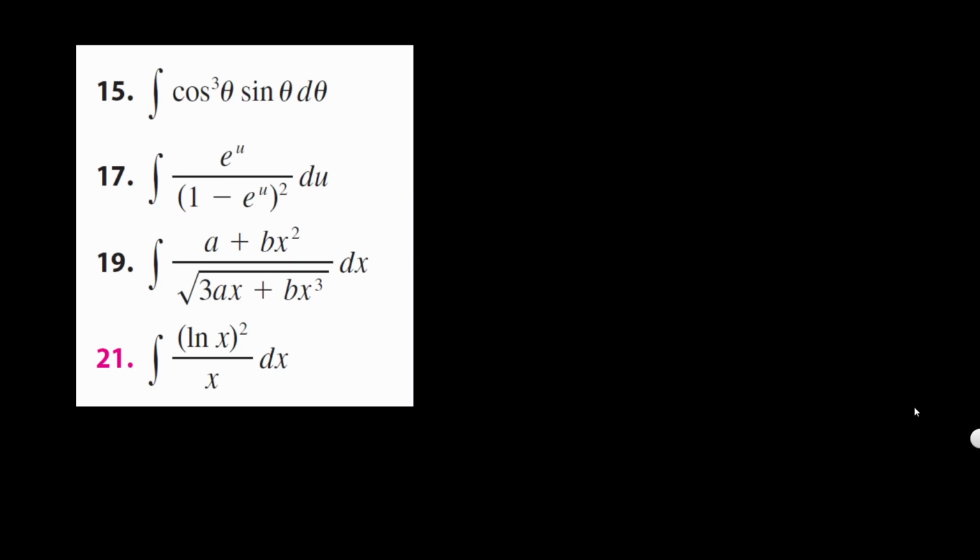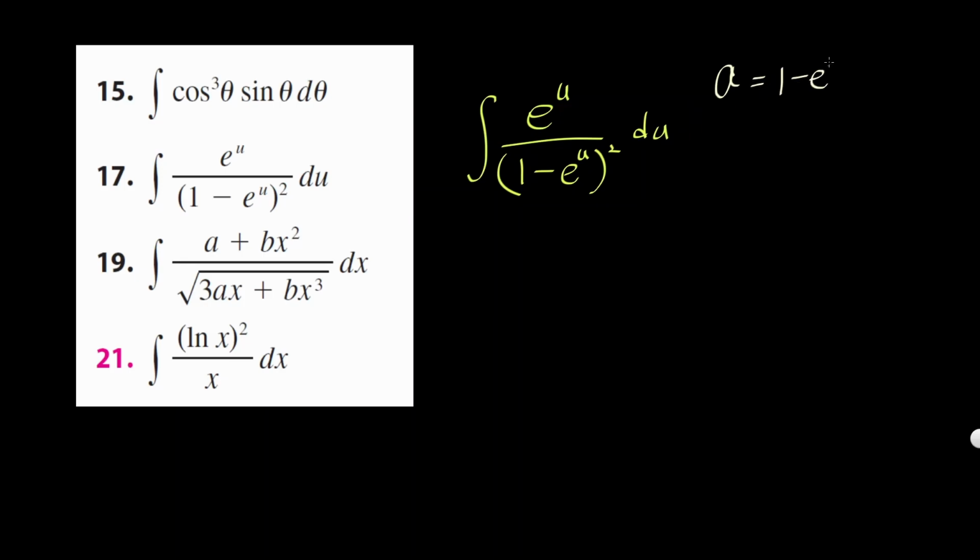Let's move to number 17 now. We've got e to the u divided by 1 minus e to the u, everything to the second power in the denominator, du. Let's let, no, we already have u. What do you want to use? Let a be equal to 1 minus e to the u. Now da is going to be, if you take the derivative of negative e to the u, negative e to the u again, du.